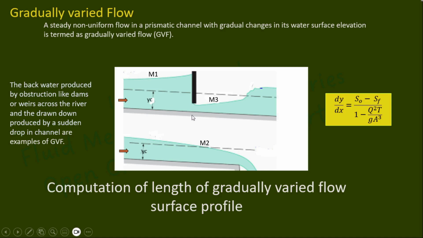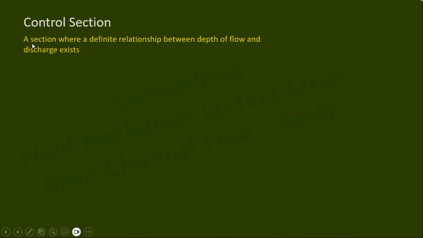So the length of the flow profile is calculated from the point of disturbance. How will you find out the starting point? The length of the flow profile is to be calculated from my starting point. That starting point is called the control section. A control section is a section where a definite relationship between depth of flow and discharge exists.